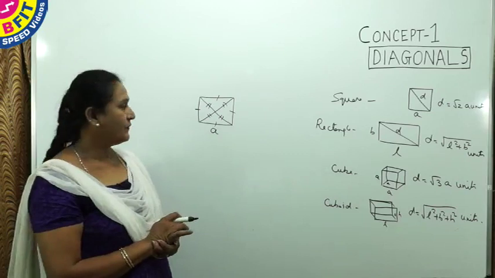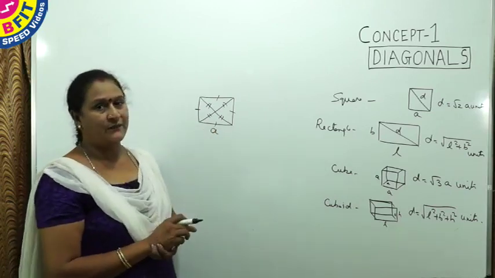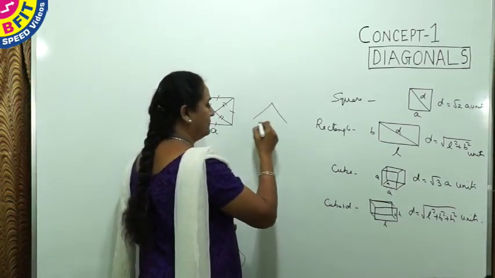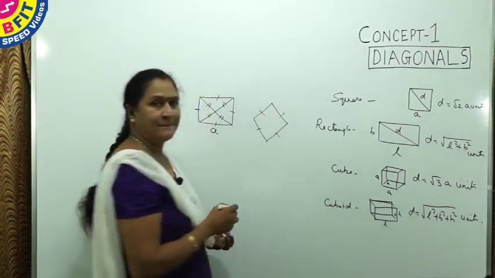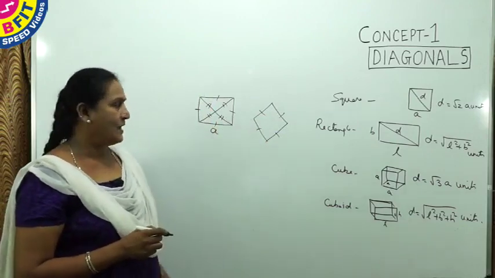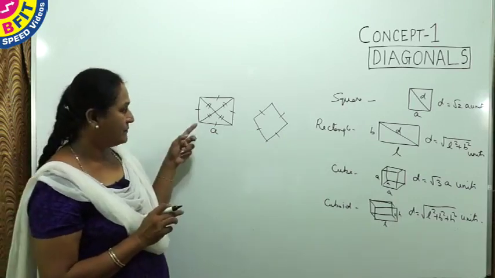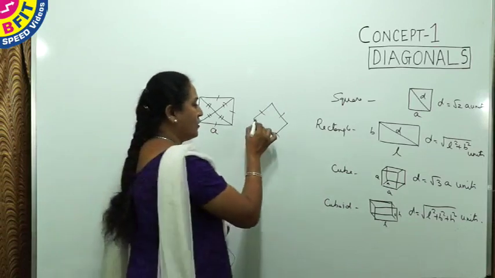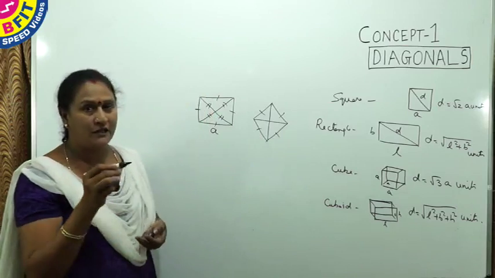And what is the shape which shares the features of a square? It is a rhombus. A rhombus is one where all sides are same. So like a square, for a rhombus, all sides are same. And what is the difference between a square and a rhombus? The same properties are, sides are same. The difference is that the rhombus diagonals are of different length, so they are not equal.